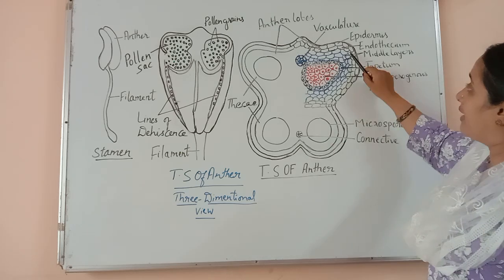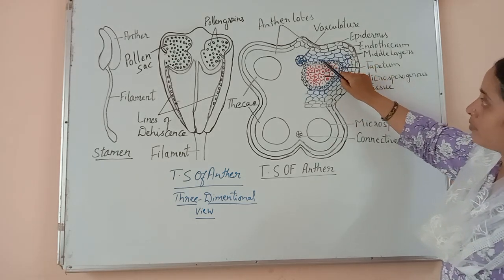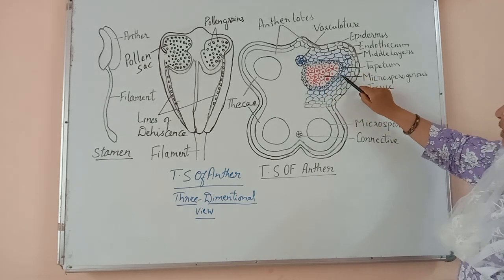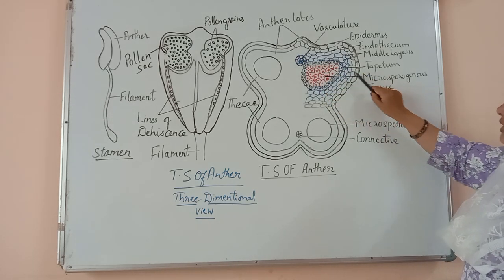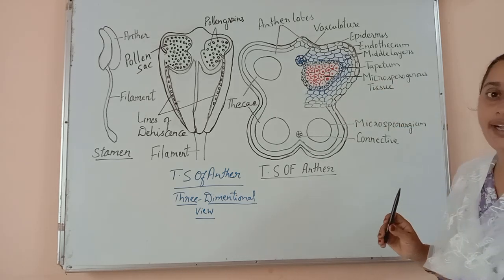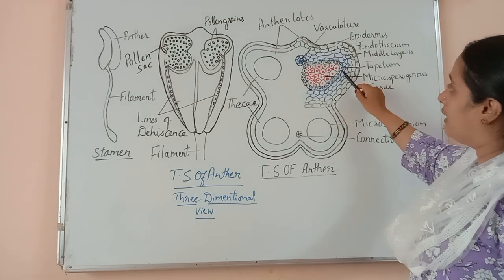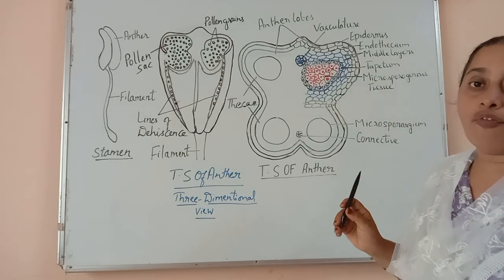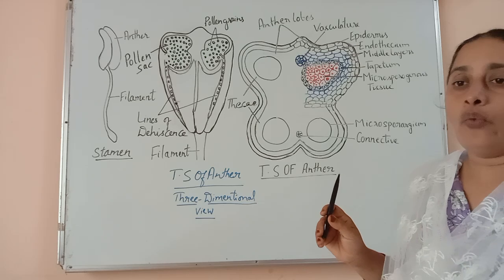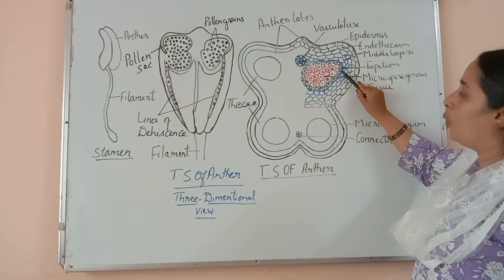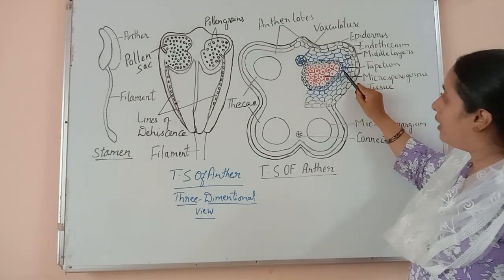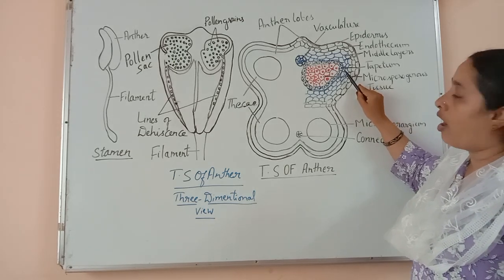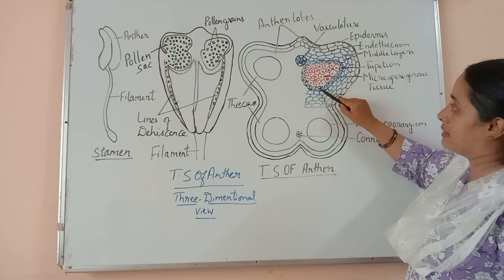Now, next to the middle layer, the innermost covering layer of the theca of the anther is the tapetum. Its speciality is that it is made up of a single layer of cells, and the cells comprise plenty of dense cytoplasm with one or two nuclei. Usually more than one nucleus is present. Prominent nuclei are present within the tapetal cells.